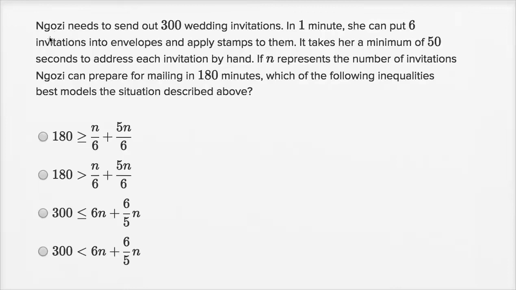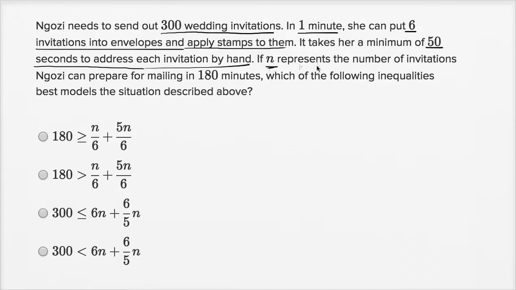Ngozi, I think that's how I would pronounce it, needs to send out 300 wedding invitations. Let me underline that, 300 wedding invitations. In 1 minute, she can put 6 invitations into envelopes and apply stamps to them. It takes her a minimum of 50 seconds to address each invitation by hand.